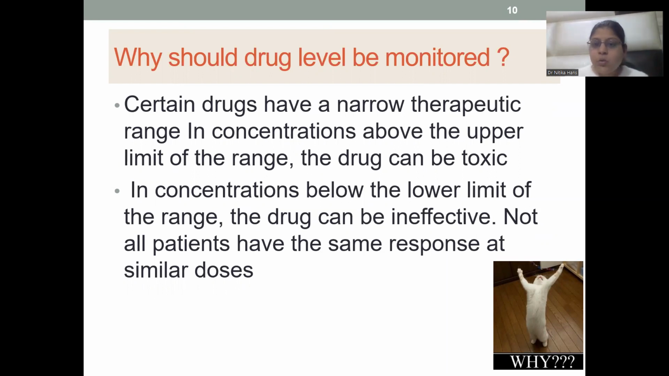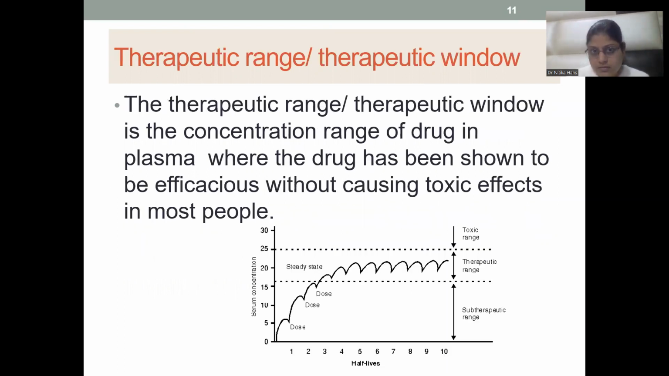And in concentrations below the lower limit, if we decrease the dose a bit, that can lead to ineffectiveness. A submaximal response will be produced. Not all patients have the same response at similar doses. Now, therapeutic range is the concentration range of drug in plasma where the drug has been shown to be efficacious without causing toxic effects in most people. That means the effective range without producing the toxic effect or a subtherapeutic response. That is the therapeutic range.